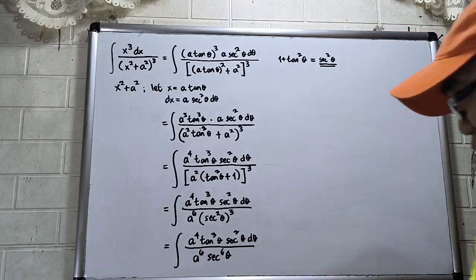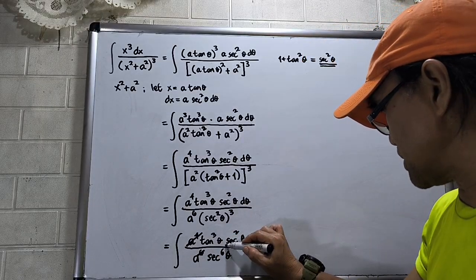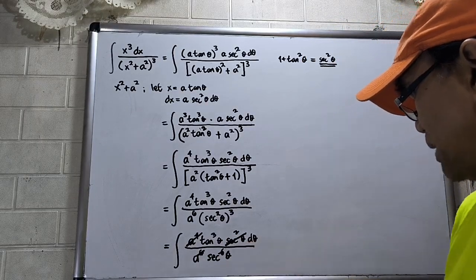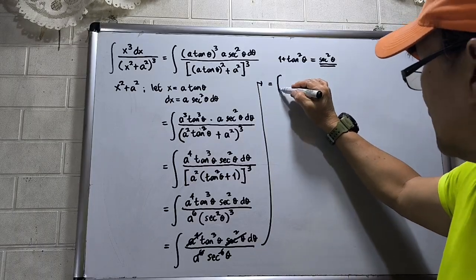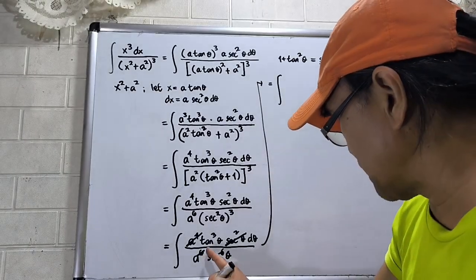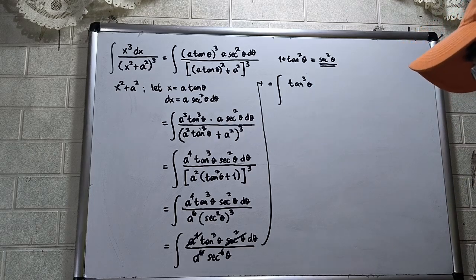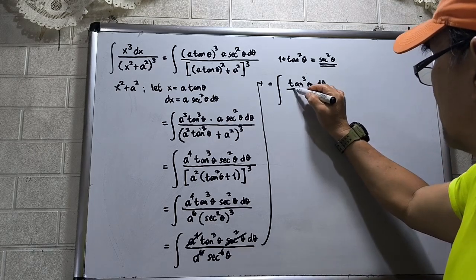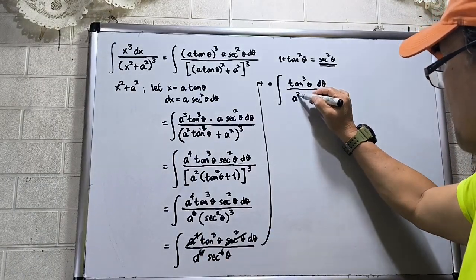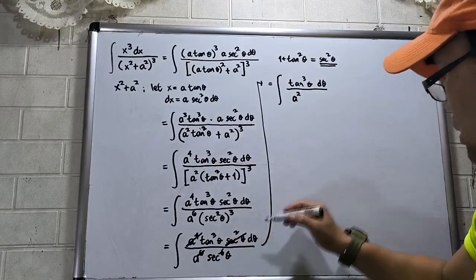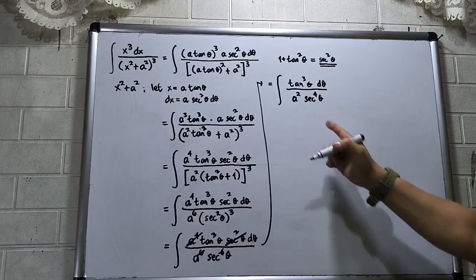Okay? So, cross out a to the 4th, and then this will be minus 4. Then this will be secant squared theta, subtracted by secant to the 6th theta. So just follow my arrow. So this will be the integral of tangent cube theta d theta over a squared. 6 minus 4, that is 2, so a squared. Then 6 minus 2, that will be 4, secant to the 4th theta. Okay? So simplify this one.